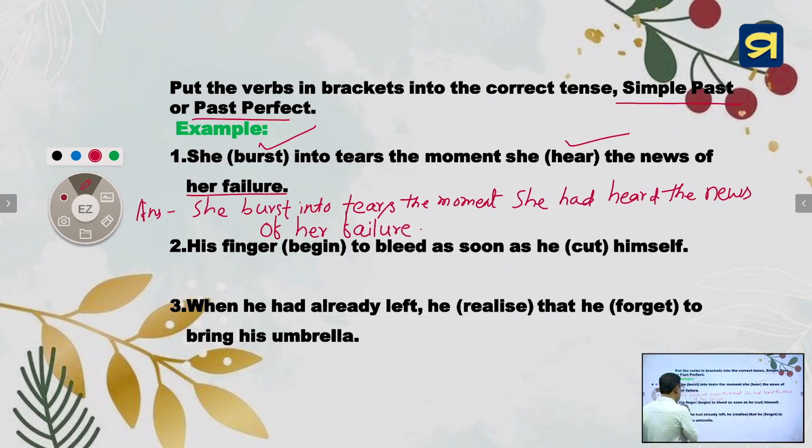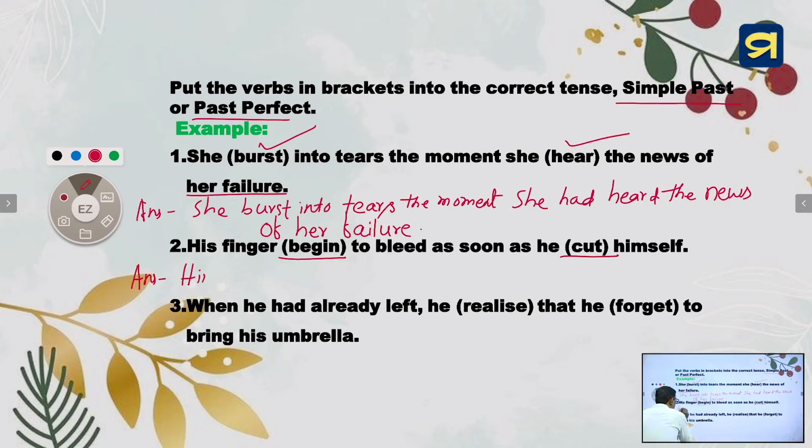Number 2. His finger began to bleed as soon as he cut himself. You see, this verb is begin here and this is cut. But you mark, both the actions took place at the same time. And that's why both the verbs are in simple past tense. If two actions of the past took place at a time, both the actions will be in simple past tense. So how do you write?